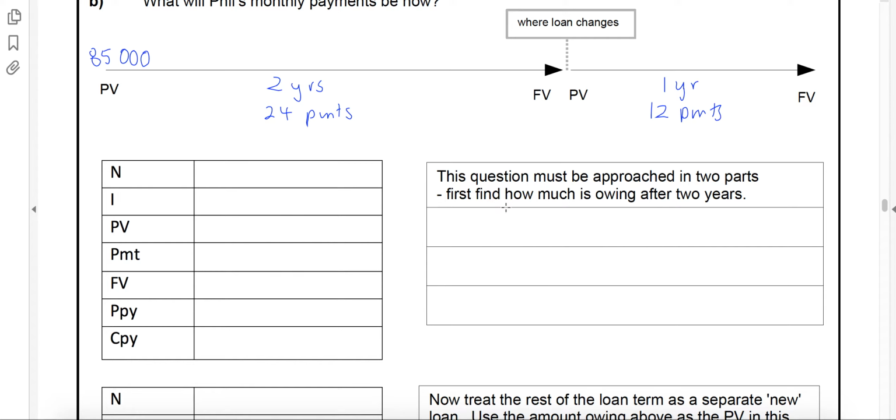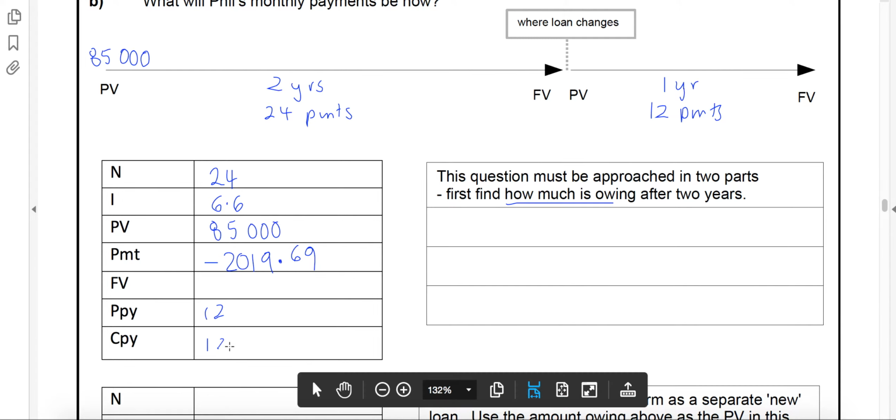First of all, we need to know how much is owing after 2 years, because we can't do anything until we know that, where the loan changes. So we're talking about 24 payments at 6.6% interest, $85,000. This was his payment. We were given that in part 1 of the question. It's 12 and 12. So we want to know this bit here.